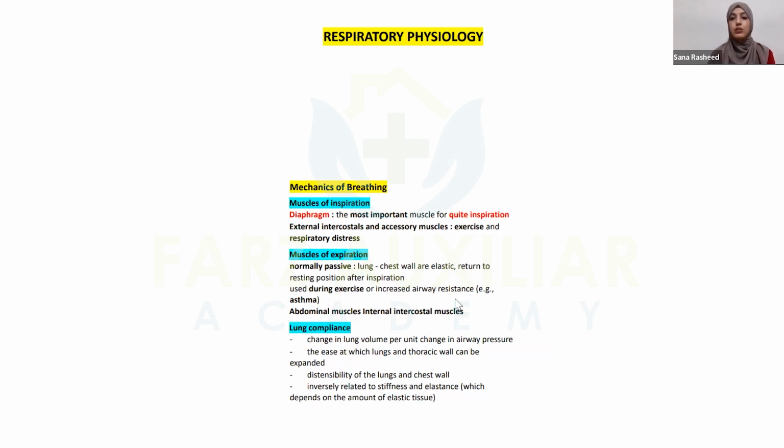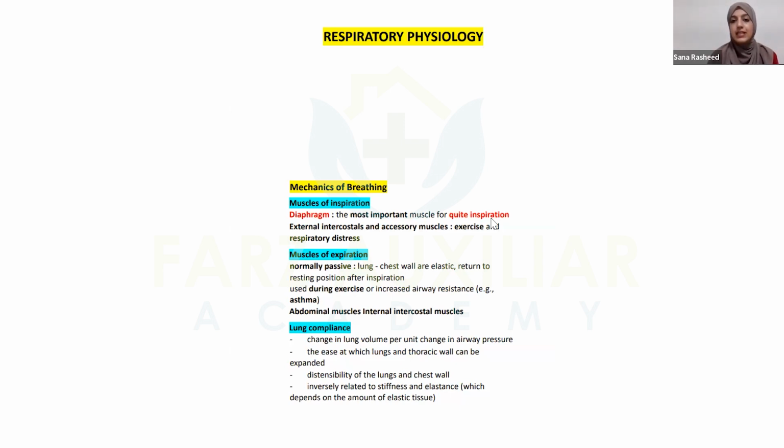So starting with the mechanics of breathing. As we have already discussed, a breathing cycle consists of an inspiration and expiration. So in mechanics of breathing, we have the muscles of inspiration and muscles of expiration. If we talk about the muscles of inspiration, the most important muscle for quiet inspiration when we are resting and breathing is the diaphragm.